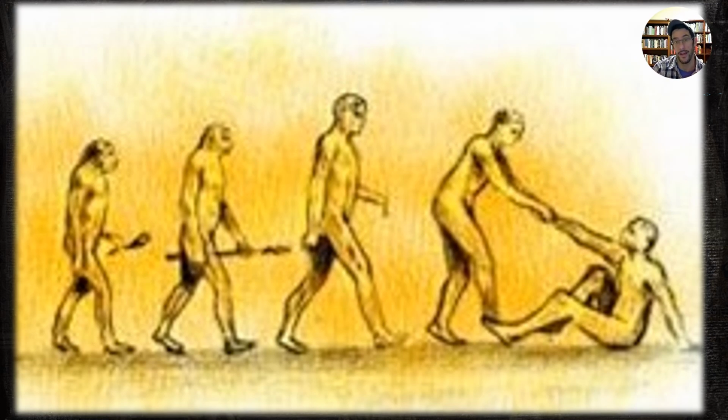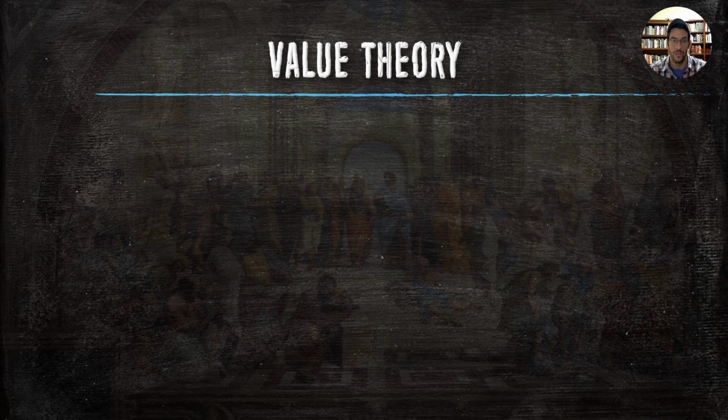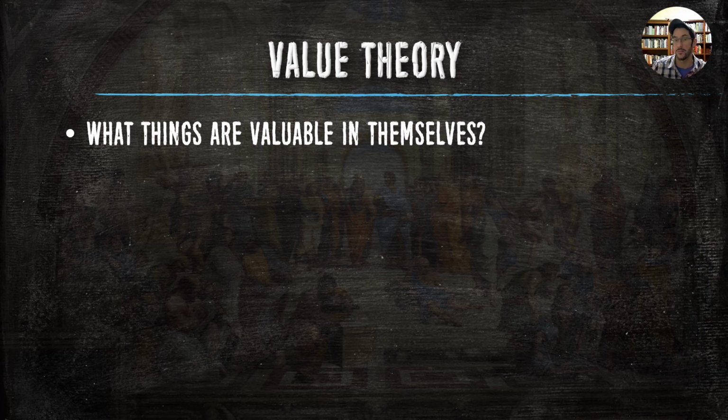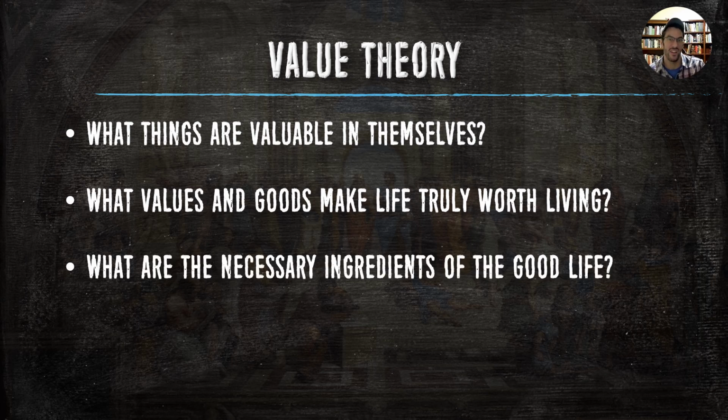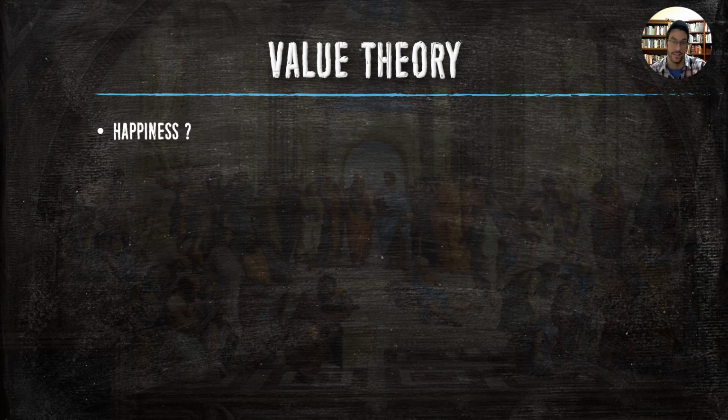Next, we'll look at value theory, right? This is a third branch of ethics, that part of ethics that attempts to determine what things are valuable in themselves, right? What values and goods make life truly worth living, right? In other words, what are the necessary ingredients of the good life? Is happiness, for instance, the ultimate and highest good in life? And what is happiness, right?